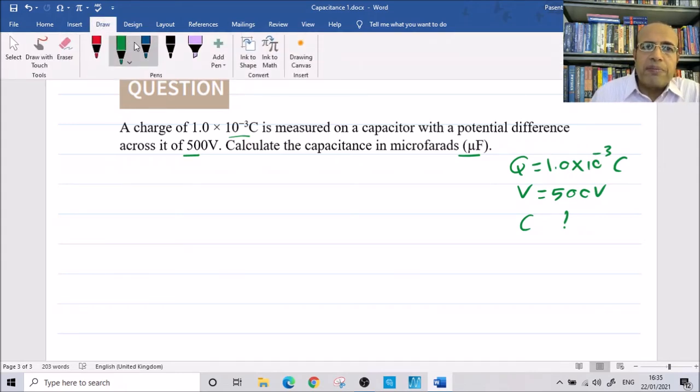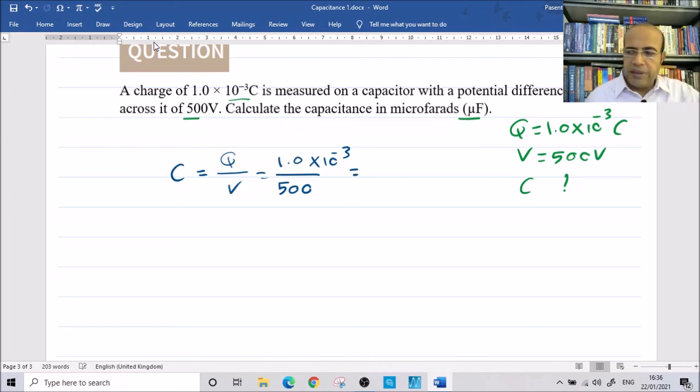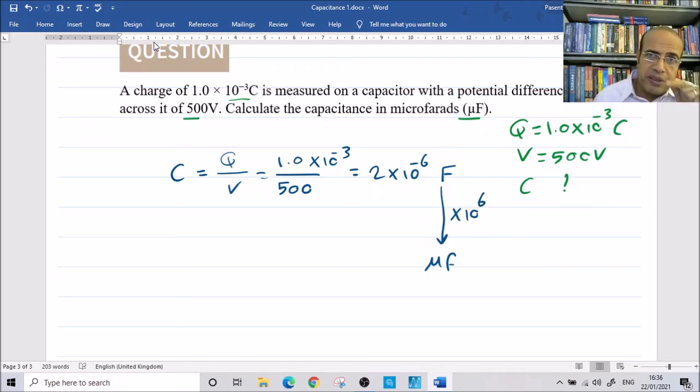What is the formula of capacitance? Capacitance C equals Q divided by V. Q is the charge in coulomb, which is 1.0 times 10 power negative 3, over the voltage in volt, 500. When we use the calculator, we get the answer 2 times 10 power negative 6 farad. But we need the answer in microfarad. From farad to microfarad, multiply by 10 power positive 6. Take care: from microfarad to farad, multiply by 10 power negative 6, but from farad to microfarad, multiply by 10 power positive 6. So it becomes 2 microfarad.